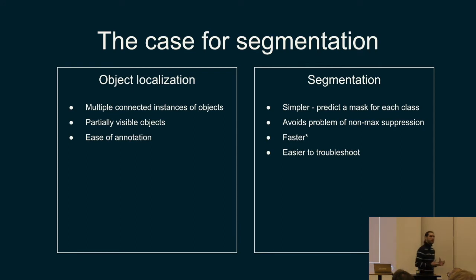So we're taking a segmentation approach, and to understand why we do this, we need to think about what are the strengths of the respective approaches. When you have an object localization model, you can do things like separate multiple connected instances. If you have a dog, you can say that these are separate dogs. This is something you cannot do in semantic segmentation. If you're doing instance segmentation, you can, but then you find many of the same problems you have for object localization.